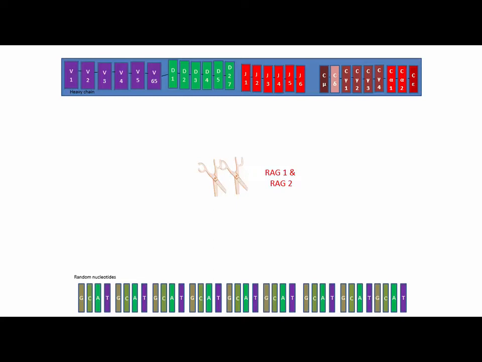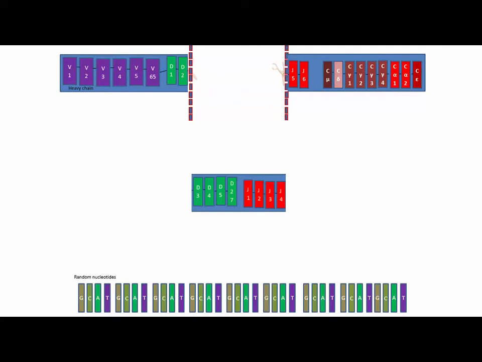The regions of the heavy chain, it selects two random regions, one from the D region and one from the J region. Okay? And it cuts out that piece of DNA. Okay? That's now out of that, in this particular cell, the part of that gene is gone forever. Okay? No longer in the cell.